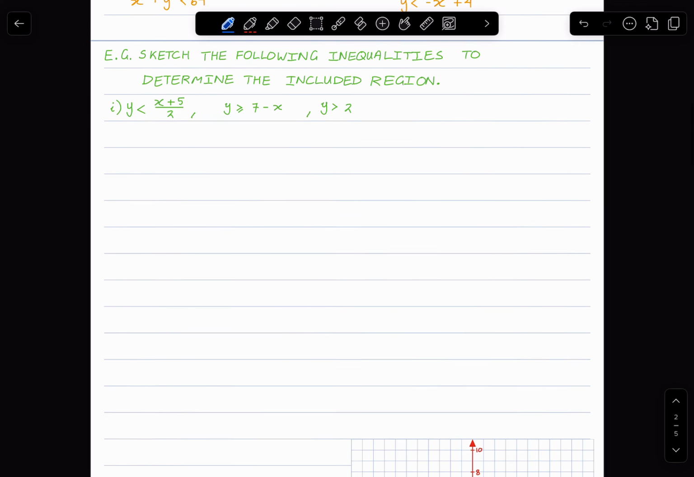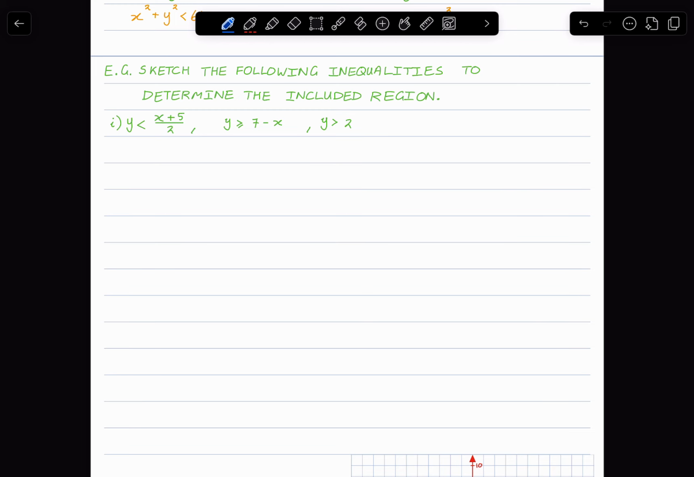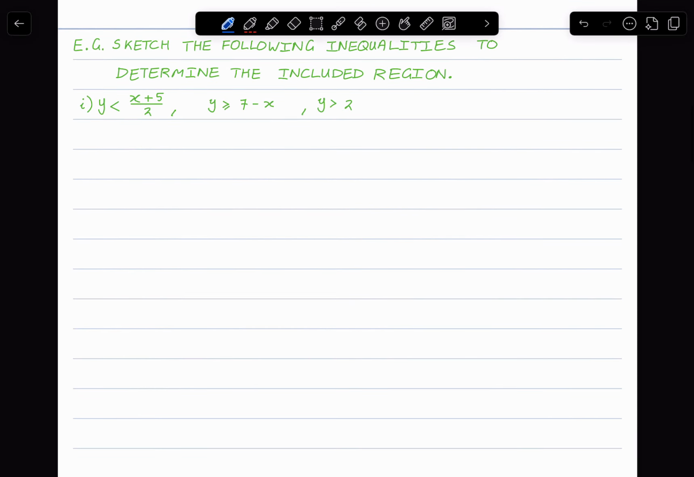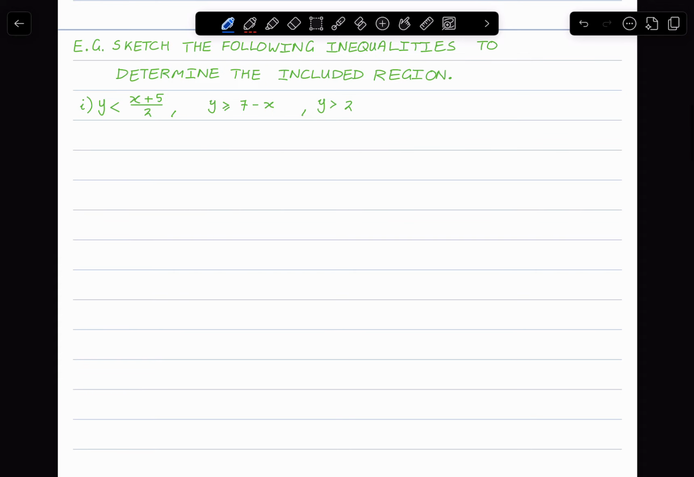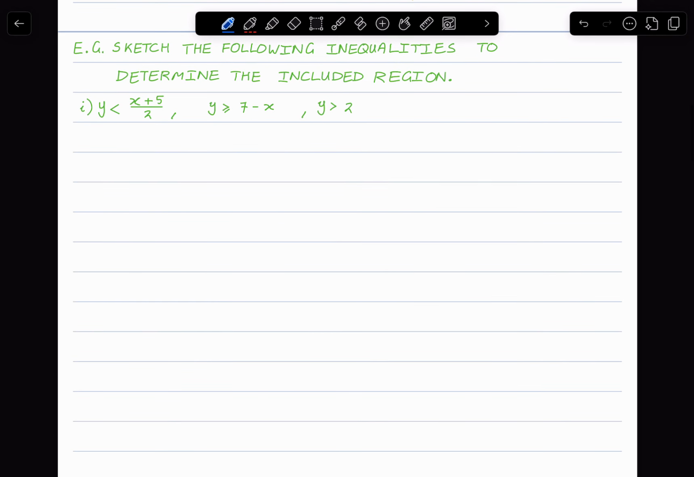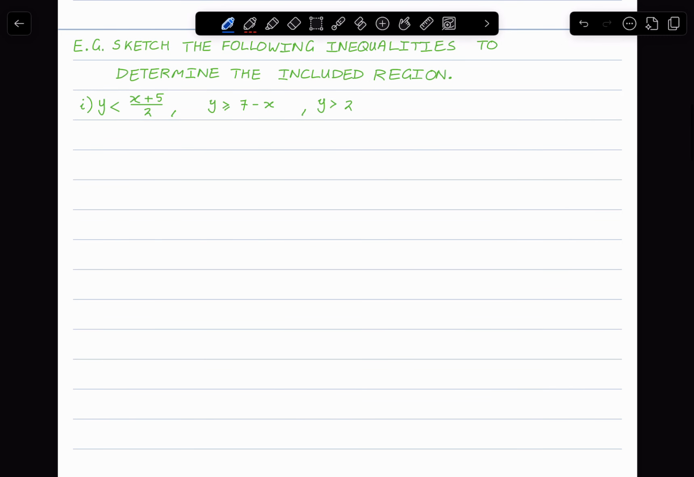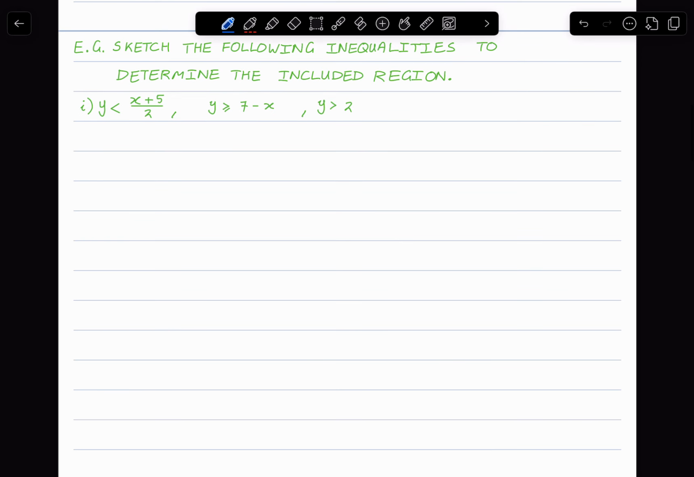So here we go. Now let's sketch the following inequalities to determine the included region. For those of you that watched the final example in the previous set, you would have seen that a shortcut was to simply use the points of intersection and the y-intercept or x-intercept as your 2 points. By that I mean you don't have to find the x-intercept, y-intercept, and point of intersection. That would make 3 points. You just need to find the y-intercept and the point of intersection, and that would be enough to sketch your straight line.